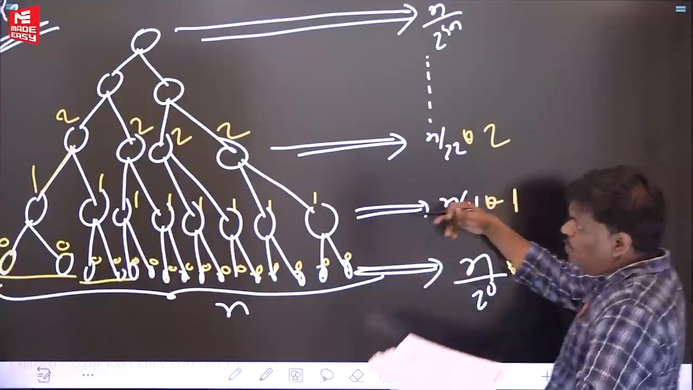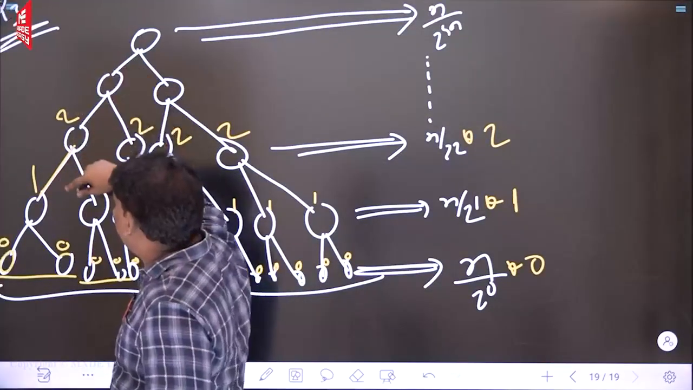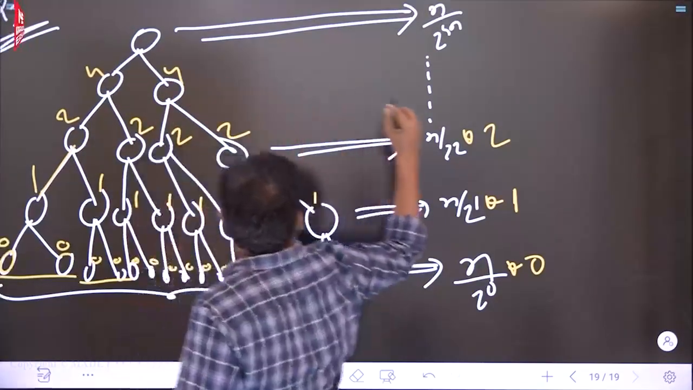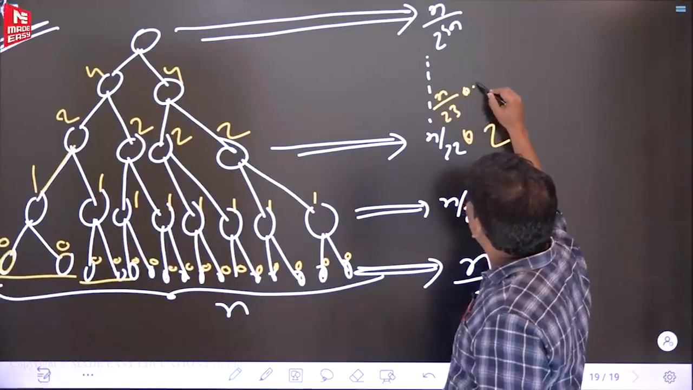If you go above, what is the answer? Previously left and right became one side only, so I think it will become 4. Please check. Next one, if you go, n by 2 cube into 2 square.